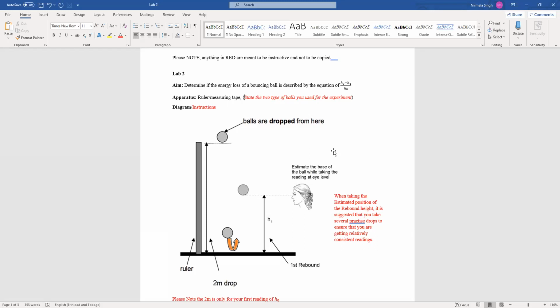And please state the two types of balls that you used for the experiment. There's a tennis ball and a ping pong ball, a rubber ball and a ping pong ball, whichever. Whatever two different types of balls you used, you write it down.